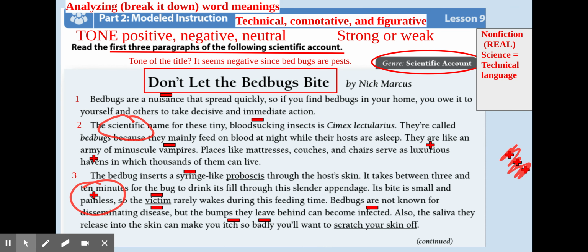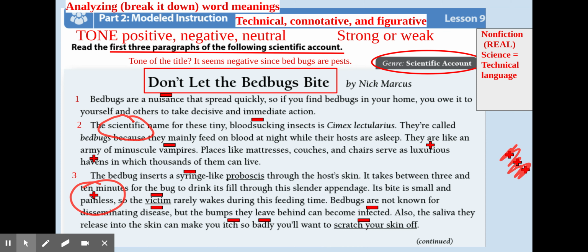And then we get our last one, which is figurative, because you can't literally scratch your skin all the way off, because your skin is very thick and it's got layers. And if you were to scratch your skin off, you would probably have to go to the hospital. It's not good. But that figurative term, that hyperbole, is negative. We don't want to scratch our skin off.